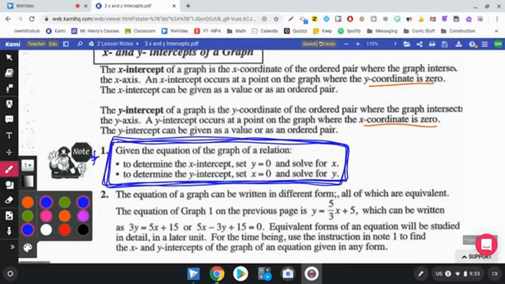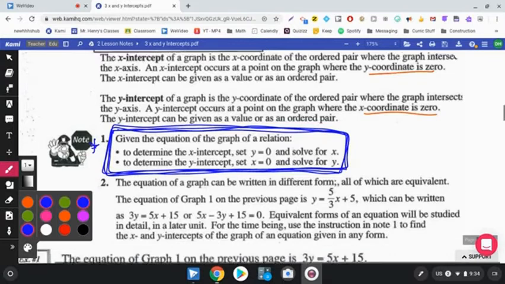You can always do this, no matter how the equation looks, no matter how complicated, how simple, how new, how old, how weird. This is something we can always do. An x-intercept happens when y is equal to 0. A y-intercept happens when x is equal to 0. I can always do that.